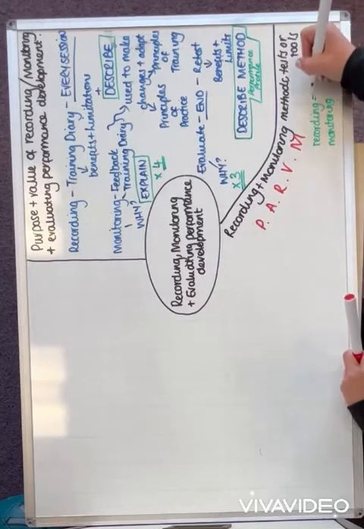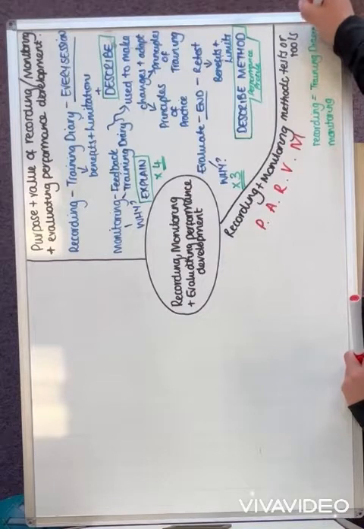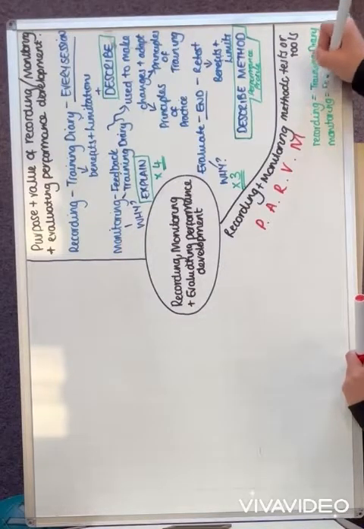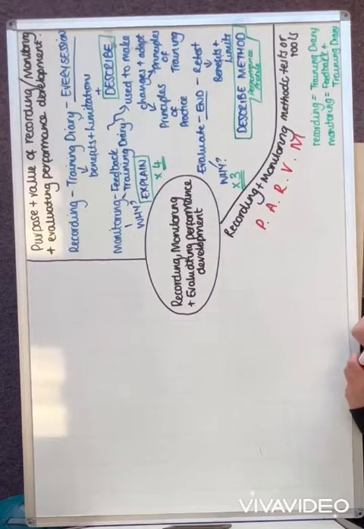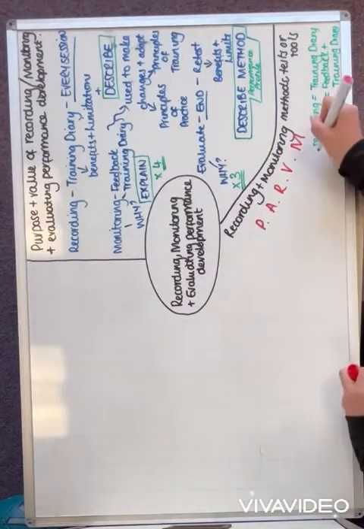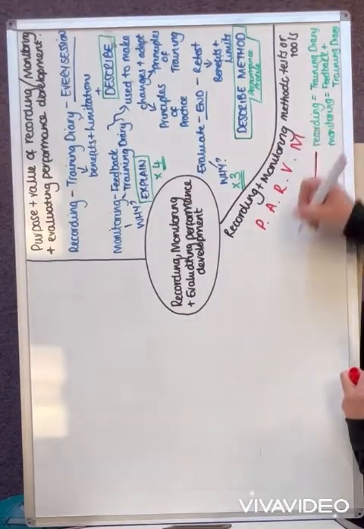Remember that for recording information, we use the training diary, and for monitoring, we use feedback and the training diary. And it's really important that you remember that by doing this process, so by recording and by monitoring, we are able to make informed changes and adapt our training sessions to make sure that we continue to make improvements.